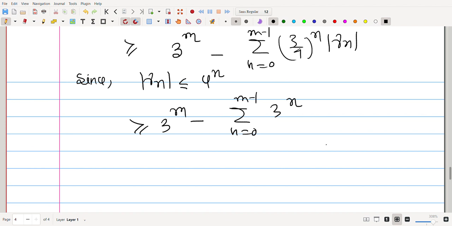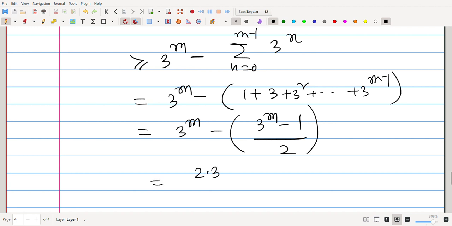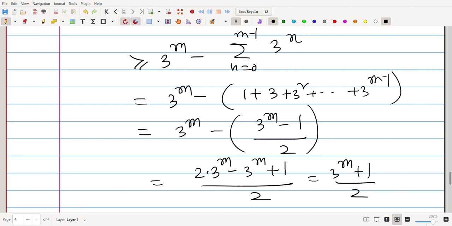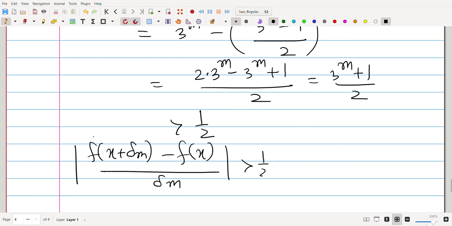So we get this. Now we have 3^m minus 1 plus 3 plus 3 squared up to 3^(m minus 1), which is equal, I should mention it is equal, to 3^m minus (3^m minus 1) by 2, okay? So that is 2 times 3^m minus 3^m plus 1, by 2, which is the same as (3^m plus 1) by 2, okay? Which is strictly greater than half, right? That means the modulus of f of x plus delta m minus f of x, divided by delta m, is strictly greater than half for all m, right?